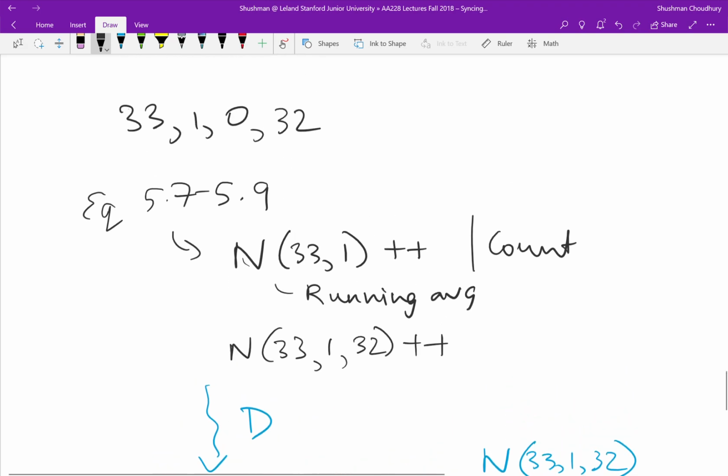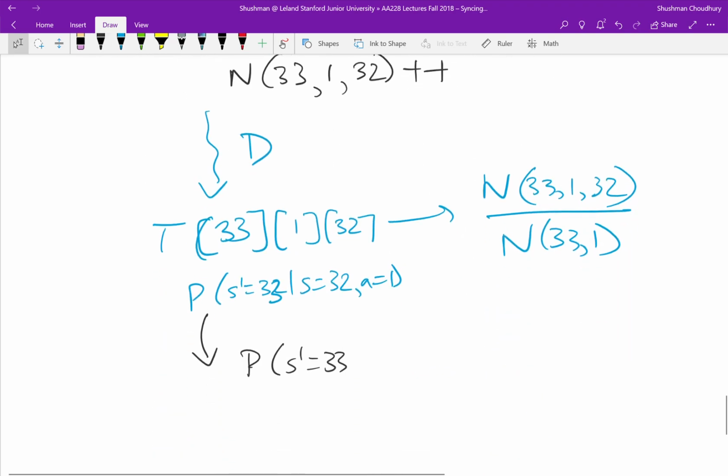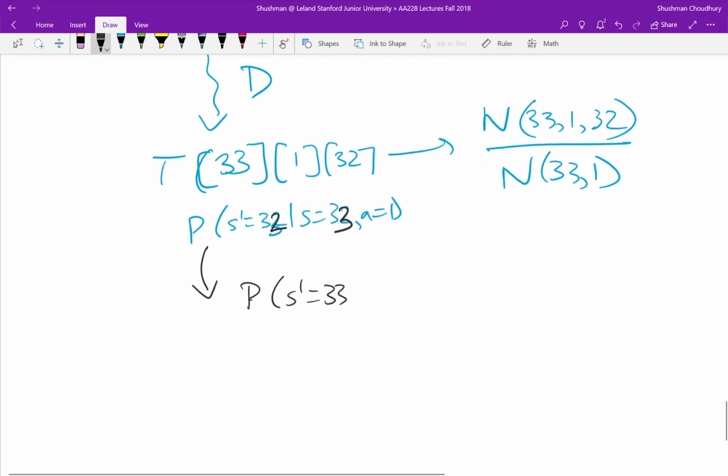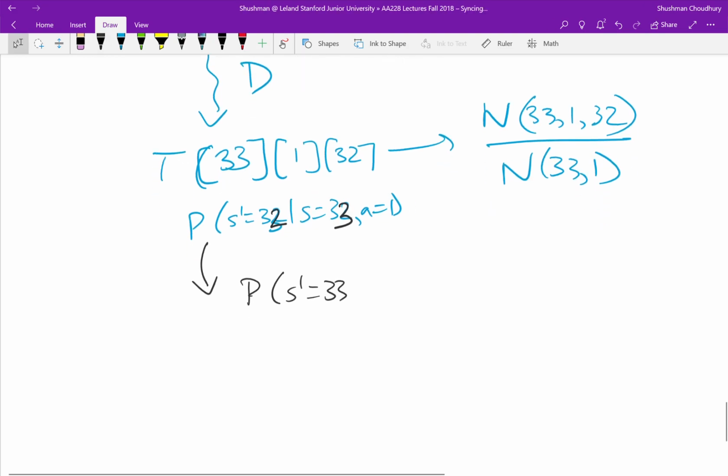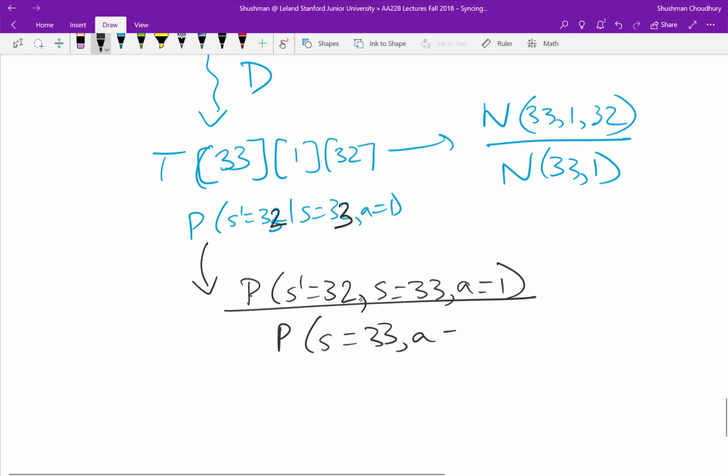Because just by the law of probability, this is the probability of seeing S prime equals 30. Oh, did I mess this up? I'm sorry. This will be 32 and this will be 33. Ah, there's another blooper right there. S prime equals 32 given S equals 33, A equals 1. Oh, actually, yeah. This is just by law of probability, right? Just by the basic definition, just by the conditional probability.